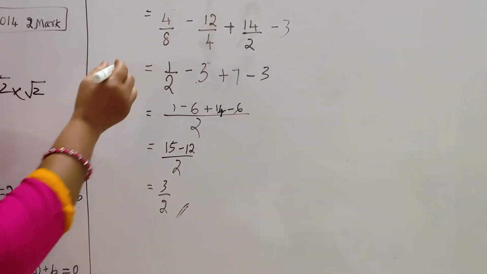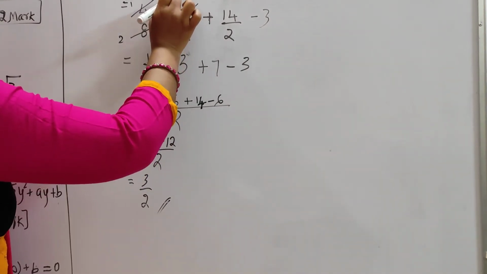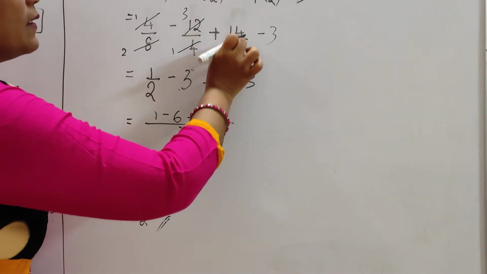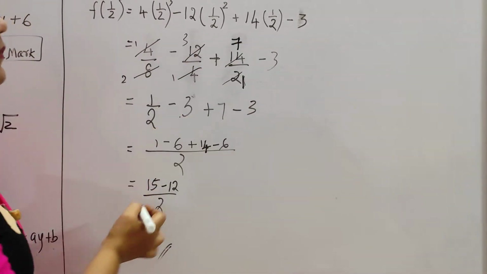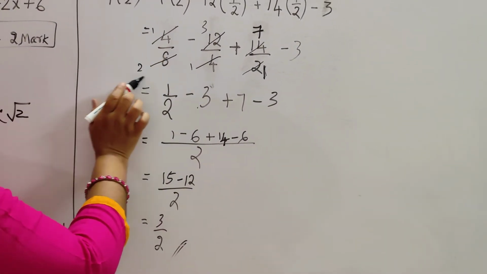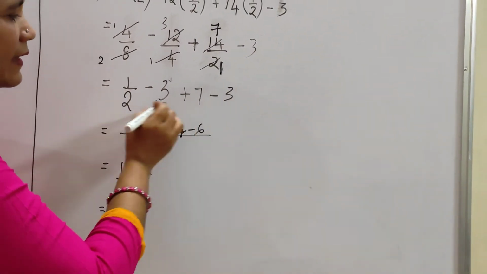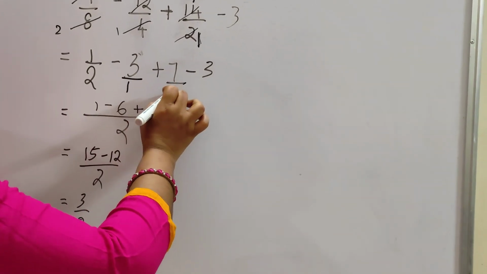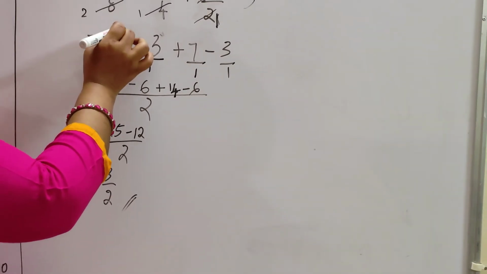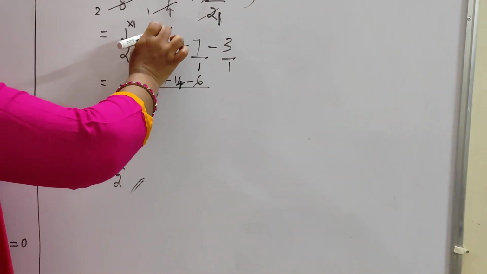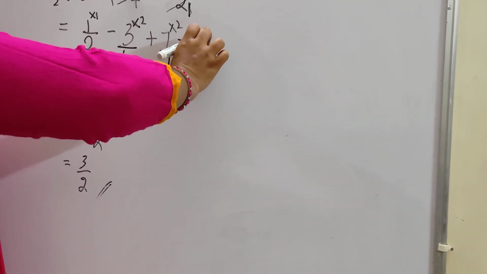Now you can cancel this. 4 1s are 4, 2 2s are 4. 4 1s are 4, 3 4s are 12. 4 1s are 4, 7 2s are 14, you can cancel. So now I got 1 by 2, 3 by 1, 7 by 1 and minus 3. So now when I take the LCM, this is 3 by 1, 7 by 1, 3 by 1. LCM is 2.